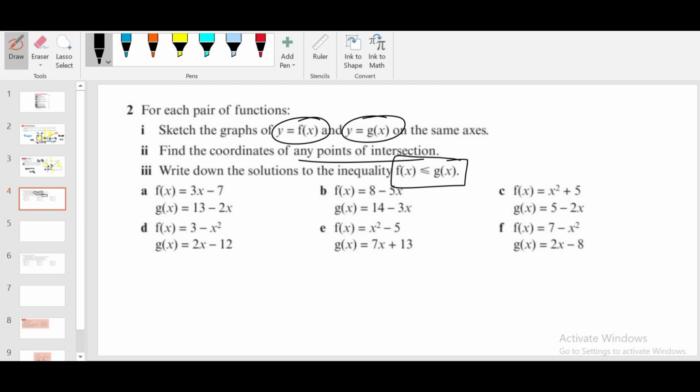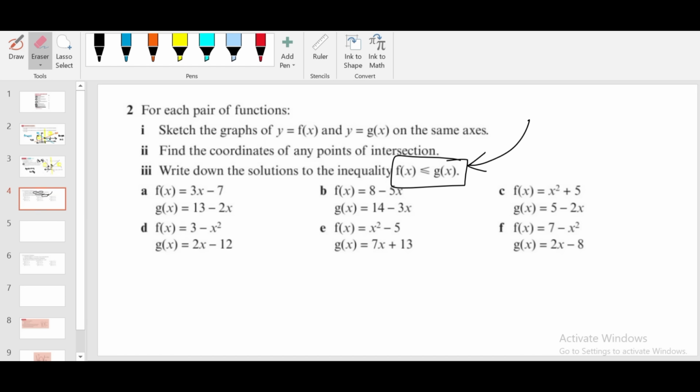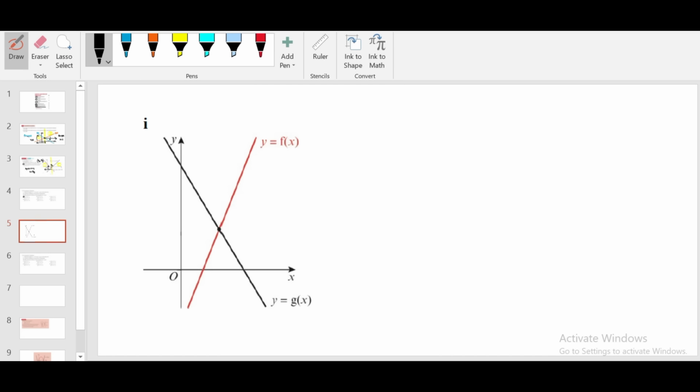Usually in the board exam, they are not going to ask you to sketch the straight lines actually. You will be given a graph and they will ask you to find the x values that satisfy the inequality. So what I'm going to do, instead of sketching the graph, I'm going to take the graph from the marking scheme and then we will straight away solve the inequality. So for this one, f of x, g of x, I have taken the graph from the marking scheme.